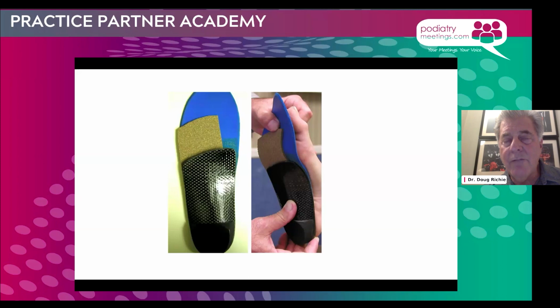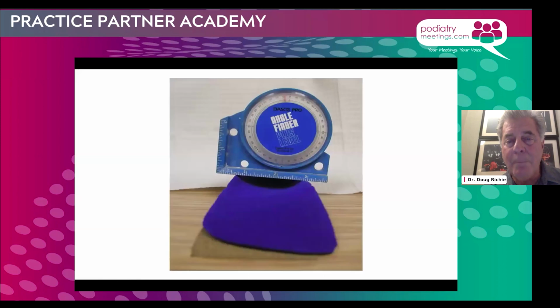That's exactly what a reverse Morton's extension does. It twists the forefoot on the rear foot, or everts the forefoot further on the rear foot, in cases where further control is needed. A forefoot valgus post does not twist the foot plate.